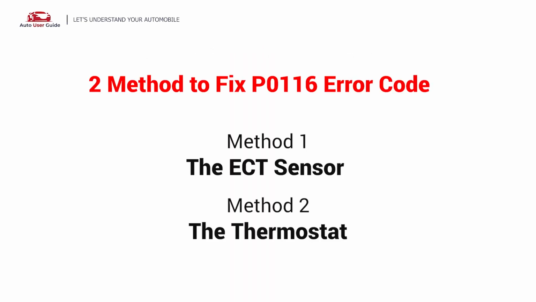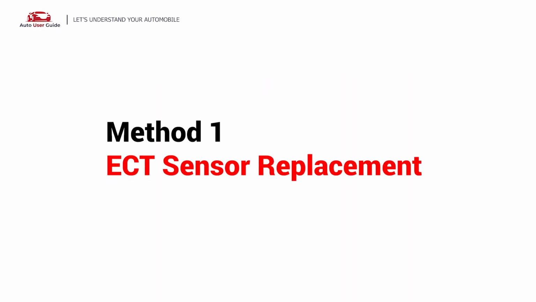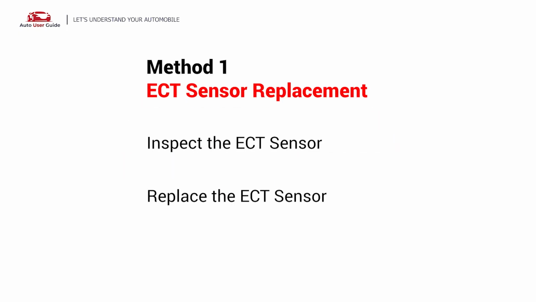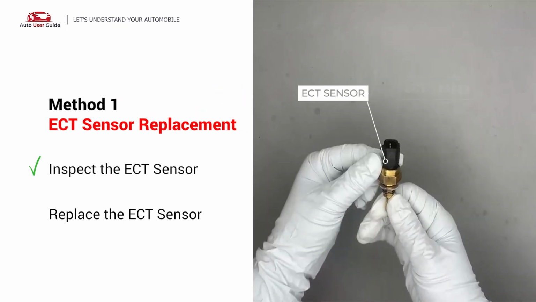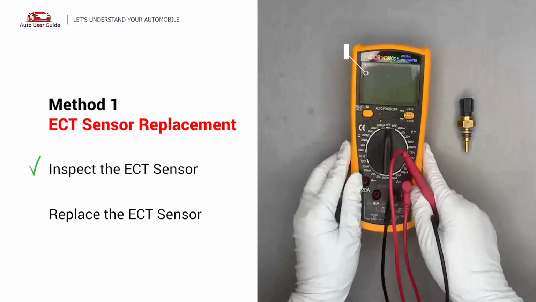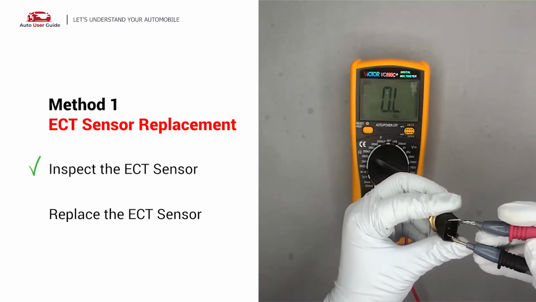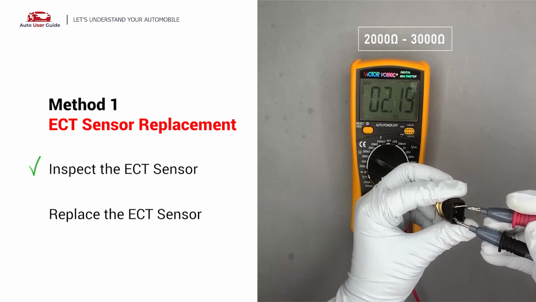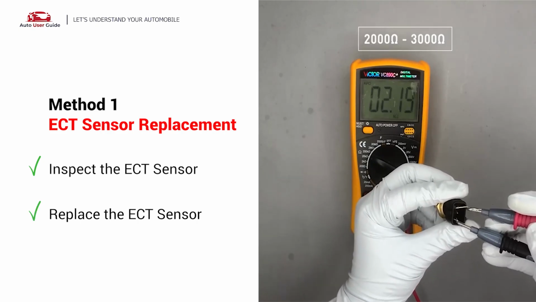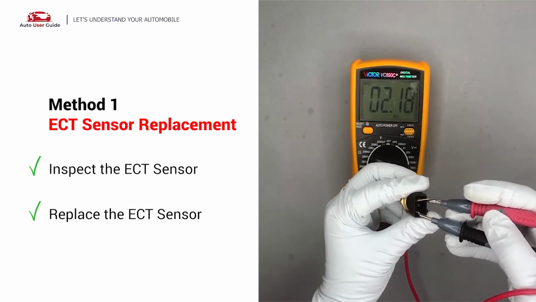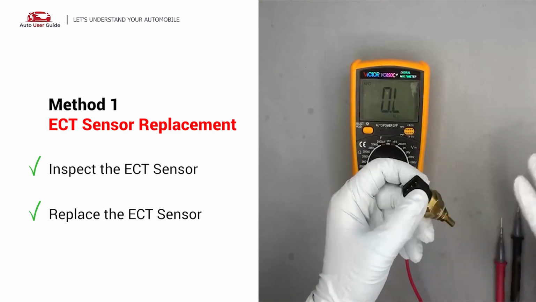Here is a simple DIY method you can try to solve this problem. Here is one method to fix the ECT sensor. Replace ECT sensor. Remove the ECT sensor from the engine. Use a multimeter to test the ECT sensor at an ambient temperature of 68 degrees Fahrenheit. The sensor resistance should be between 2,000 ohms and 3,000 ohms. If you do not get a reading, this indicates that the ECT sensor is faulty and needs to be replaced.